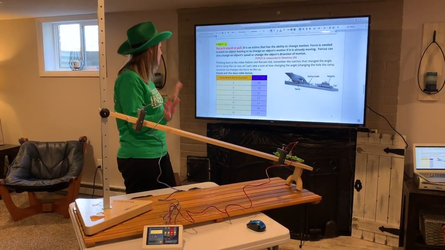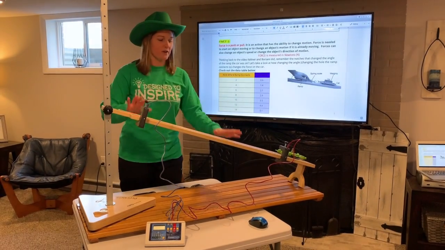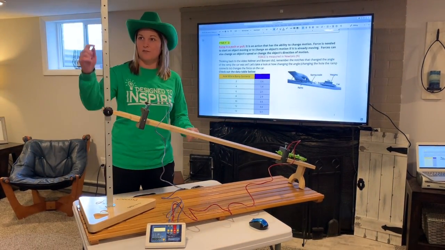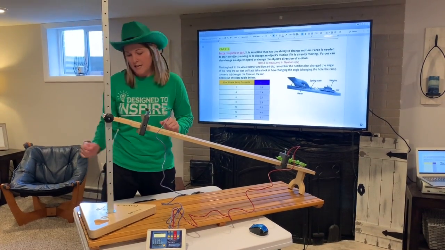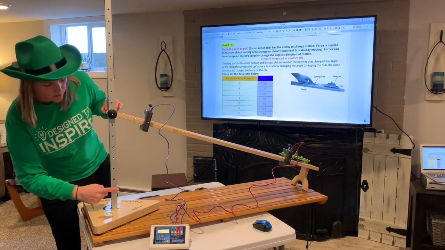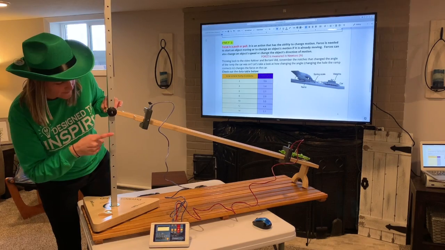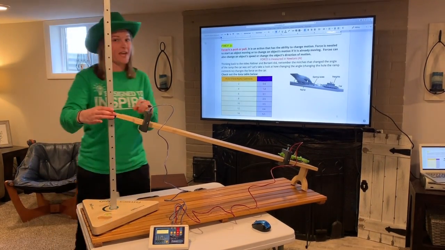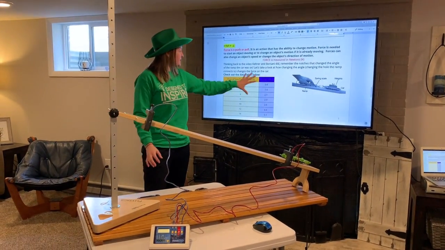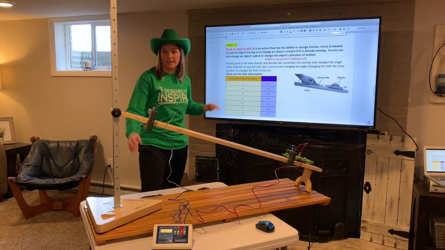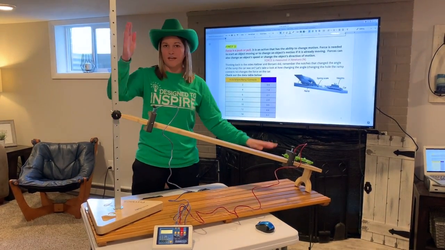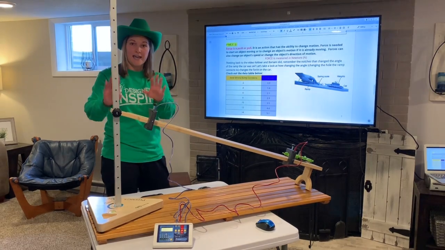So what we're going to do today is we're going to change the ramp steepness. And if you notice on the pole here, there's holes. If we count from the bottom, here's 1, 2, 3, 4, 5, 6, 7. We are at notch 8. And so when this says the hole where the ramp connects, we're talking about these holes and how this gets moved up and down. So I'm at 8 here.